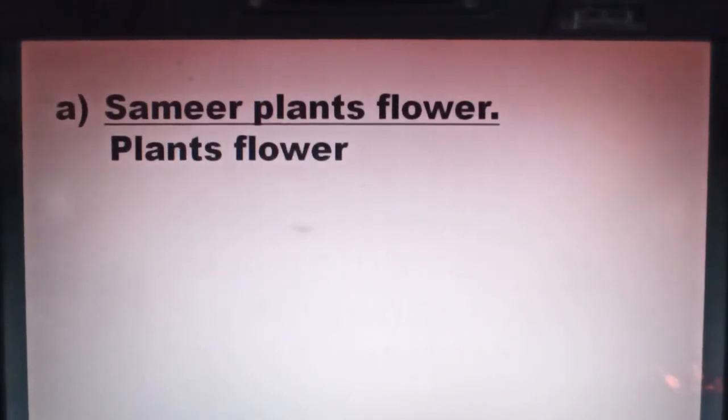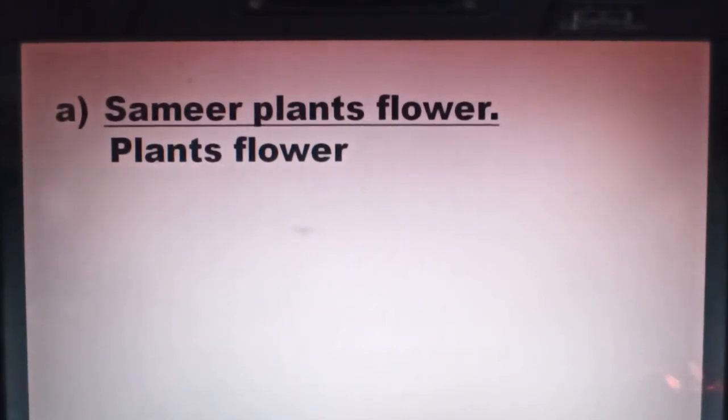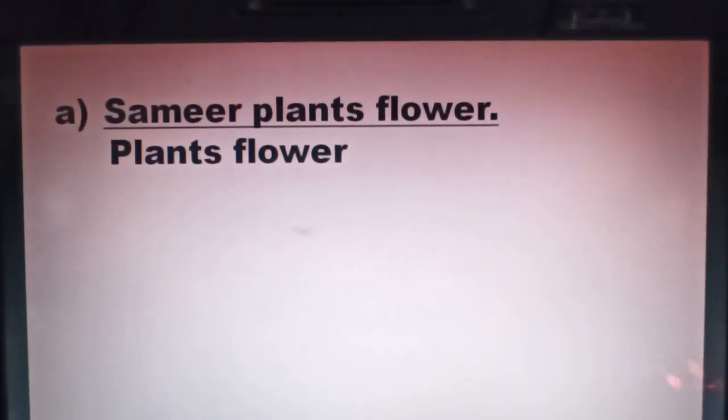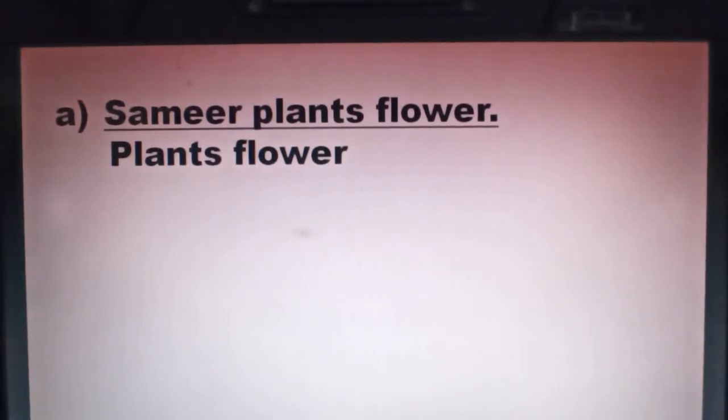Now I am giving you the example. Sameer plants flower. Plants flower. So you have to see that a subject should be there. The sentence makes sense. In the end, a punctuation mark should be there. First letter should be capital. Now hope you are able to find out that in the pair, the first one is a complete sentence. So I underline it and I put a full stop over there. So this is a sentence.